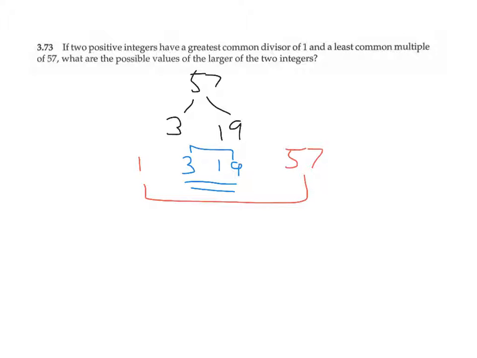And so what are the two possible values? So the two possible values for the larger one are 19 or 57.